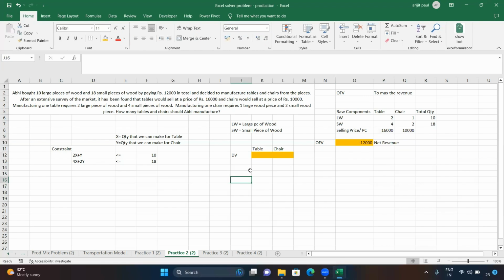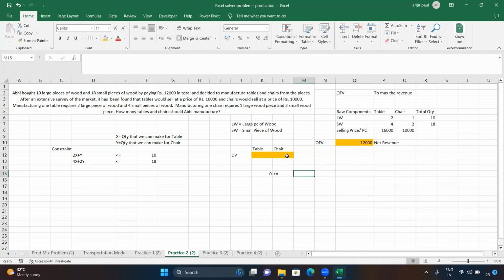Okay. Now, if we change this constraint in the mathematical model into a formula, then we can mention here 2 multiply with x means what? The quantity that we can make for table. So this is the one plus y means what? The quantity of chair that we can make. So this is the one.